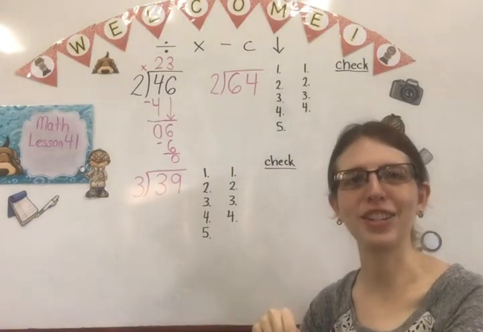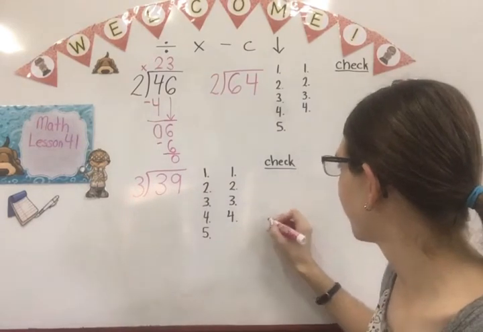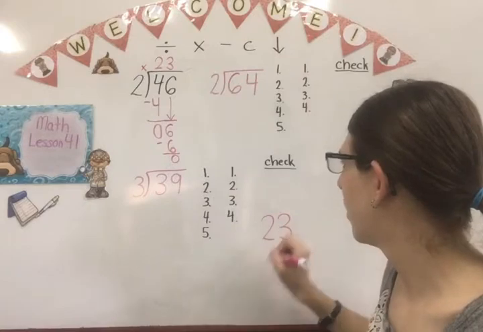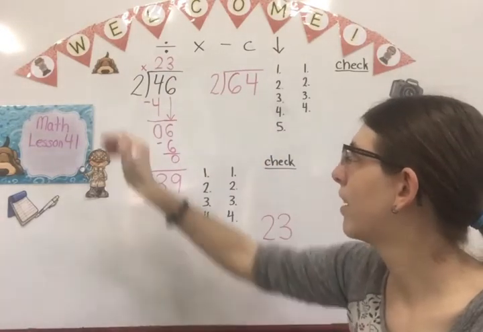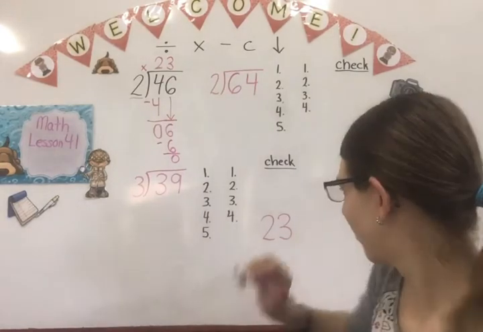Do you remember how to check this? To check my problem, all I do is multiply my answer, which is 23, by my divisor, which is 2.